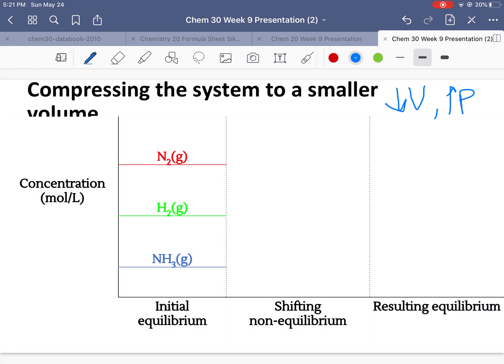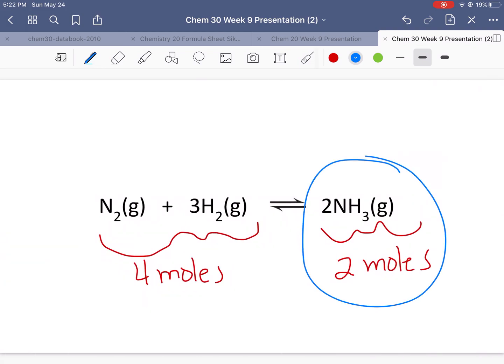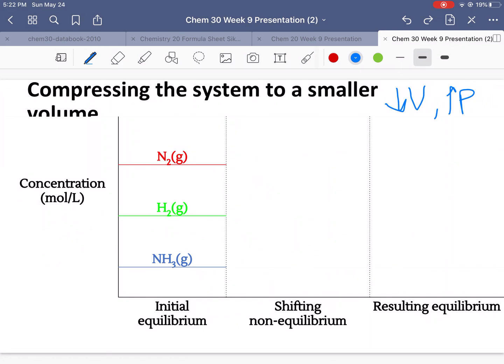That means we're going to favor the forwards reaction. We are favoring our ammonia because there's only 2 moles there. Okay, here's one thing that's new though. When you do these and you compress it, the first thing that's going to happen is all of a sudden you have a certain number of moles in a smaller volume, right?